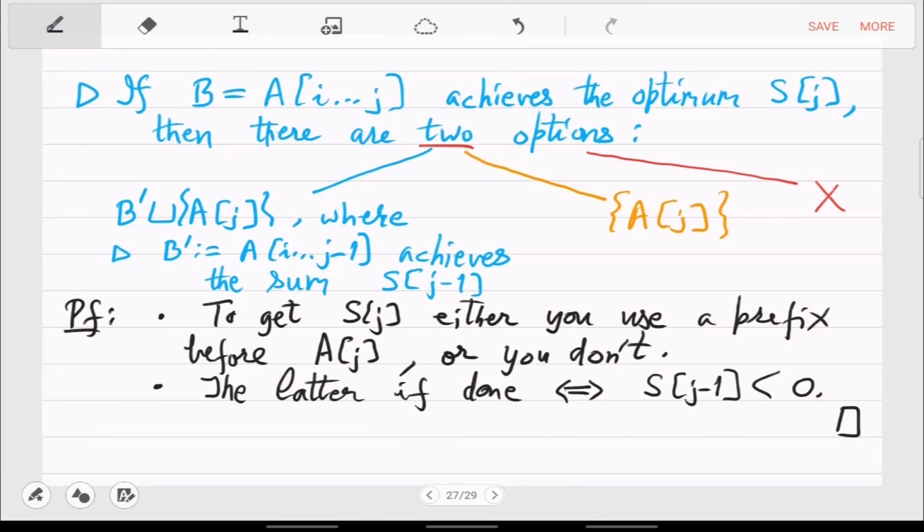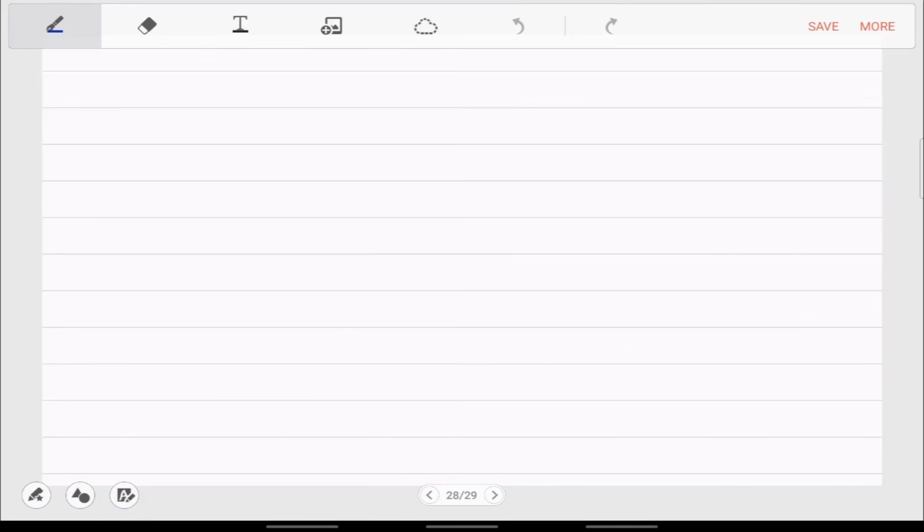Okay, so that's the proof, and this gives you a very simple update. You just have to check whether the previous value was negative or not. If it was negative, you throw it away. If it was positive, you add it. So this is a constant time update. Yeah, let's write that important lemma. So this is the lemma which dictates how you will do the updation.